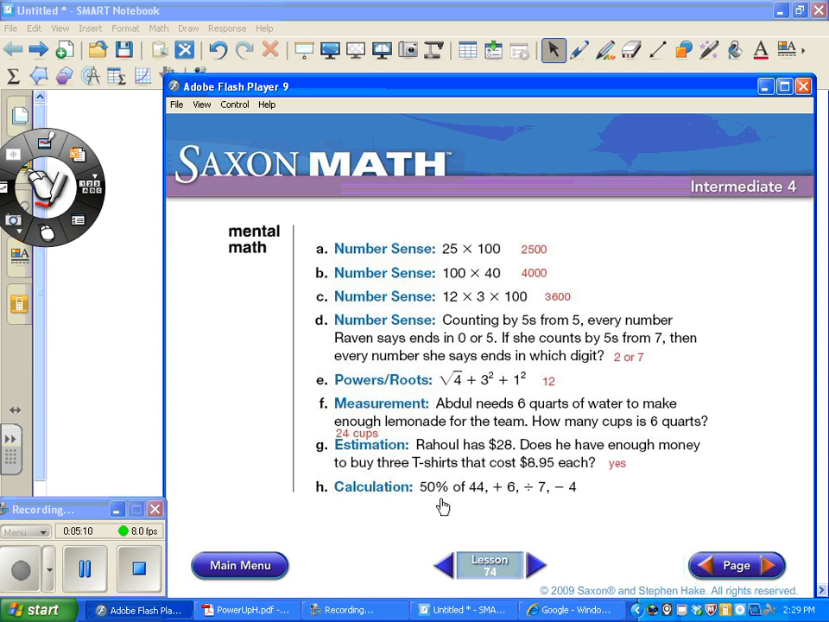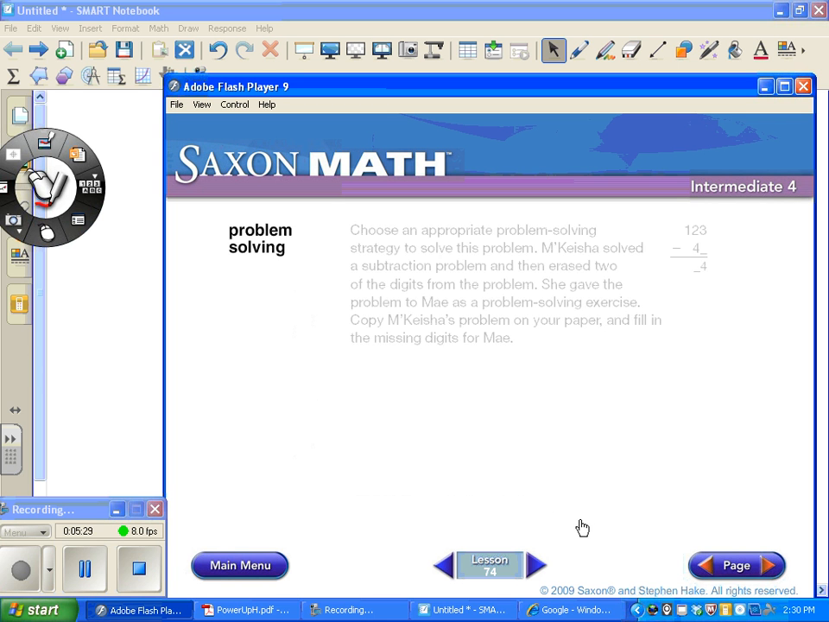Okay, calculation. 50% of 44. That's like saying half of 44. It's 22, right? Plus 6, 28. 28 divided by 7. That's 4. Minus 4. Back down to 0.